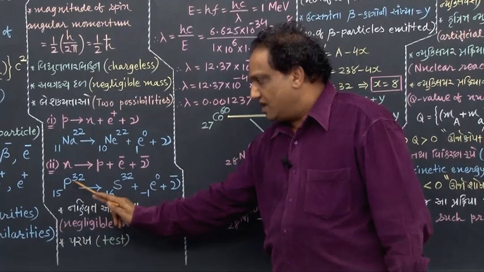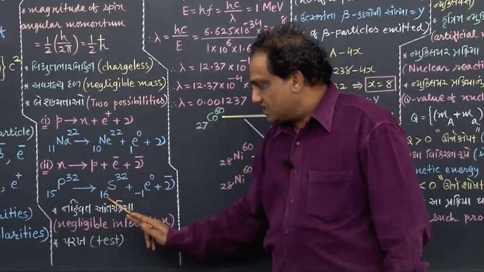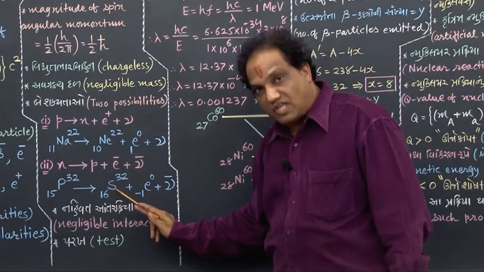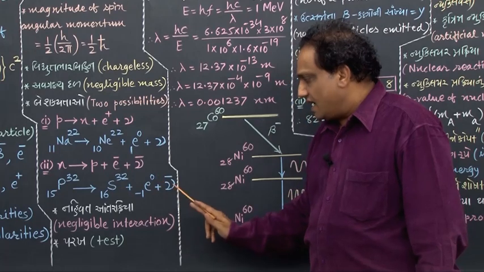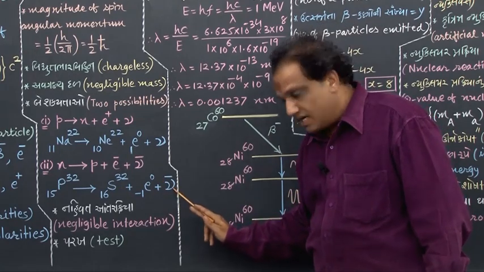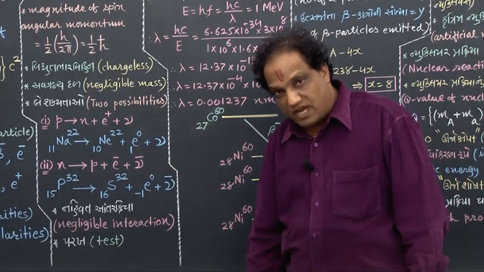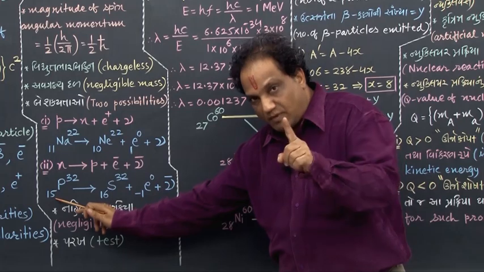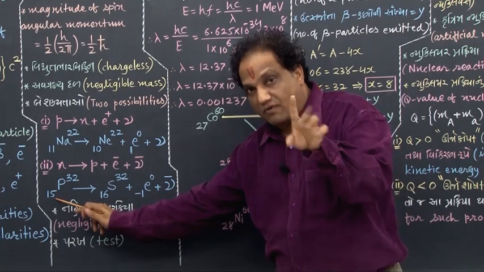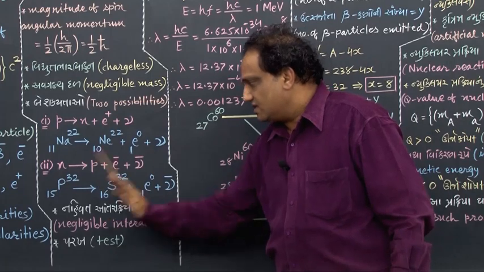And what about here? Example is 15P32, that is P means phosphorus. Here 16S32, S means sulfur. Then electron is emitted, so minus 1 e 0. At the time antineutrino is emitted, so nu bar. Okay? Check the atomic numbers and atomic mass numbers. 16 minus 1, that is 15. With atomic number 15, in the periodic table we have an element called phosphorus. And 32 plus 0, that is 32.